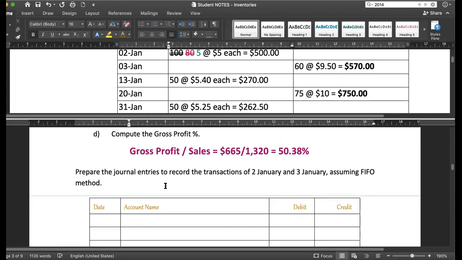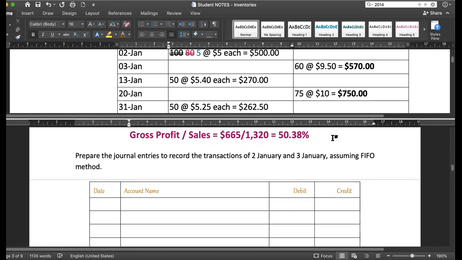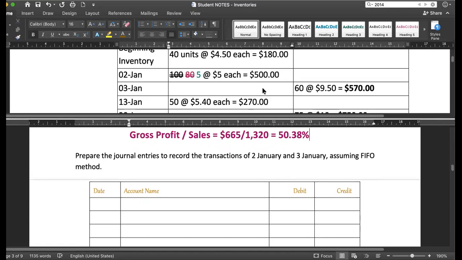All right, now let's prepare the journal entries to record the transactions of the 2nd and 3rd of January, assuming the FIFO method. So on the 2nd of January, they purchased 100 units at $5 each. So on the 2nd of January, we're going to record a purchase, and that was a debit to inventory for $500. And we're going to credit, I'm going to use accounts payable because that's generally how goods are purchased, but if they paid cash, then we would have credited cash.